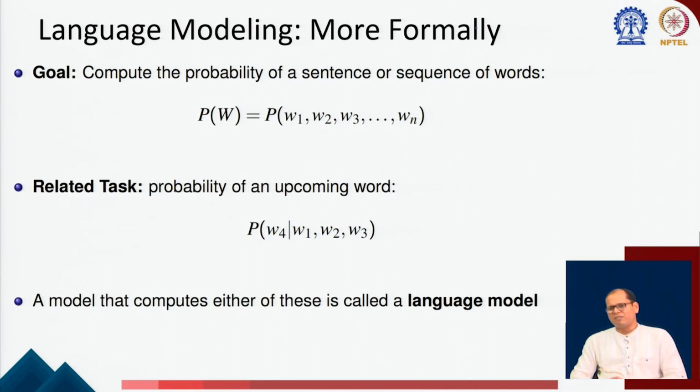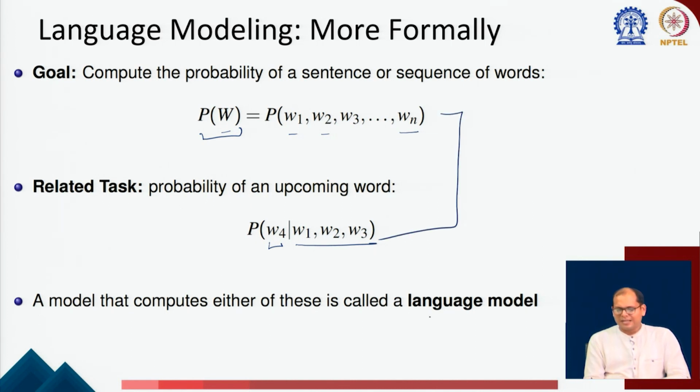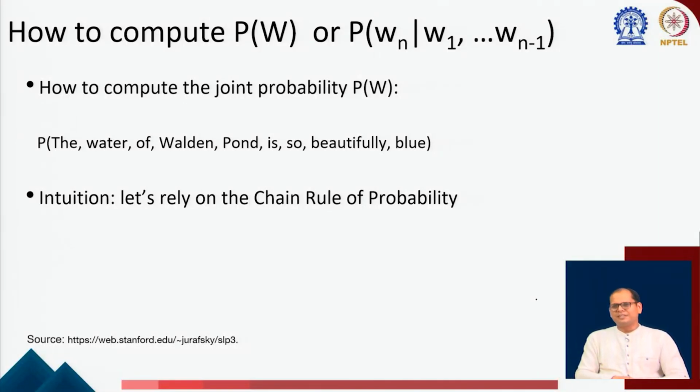So what is the objective of language modeling? You are trying to find the probability of a sequence of words. You have the sequence of words W1, W2 up to Wn, and let's say W is the overall sentence. You want to find the probability of the sentence W. A related task that you would also be able to do is the probability of an upcoming word given the previous sequence. W1, W2, W3 are given to you, and you want to predict the probability for the word W4. Any model that does any of this is called a language model. Typically language models will do both tasks, because the way you compute P(W) and the way you compute this are actually connected.